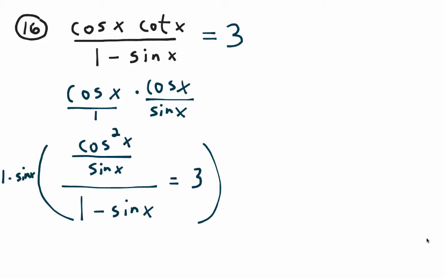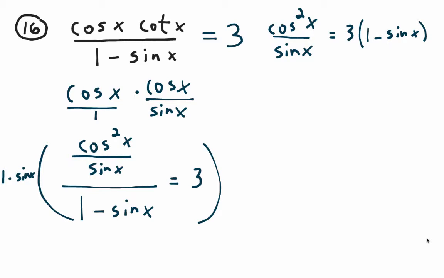Seemed like a lot, but over here it just cancels. So I'm going to write it up here. Let's go ahead and write it out. Cosine squared of x over sine of x equals 3 times 1 minus sine of x. Let's go ahead and just leave this. Don't distribute yet. I think we're probably going to be able to do something here.